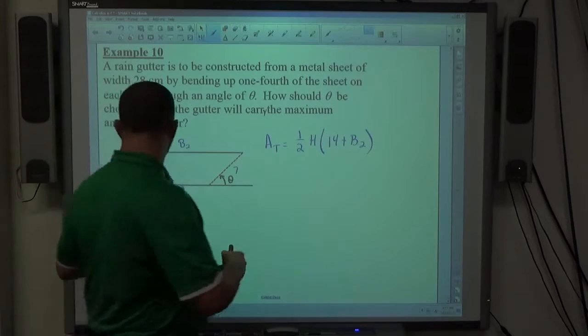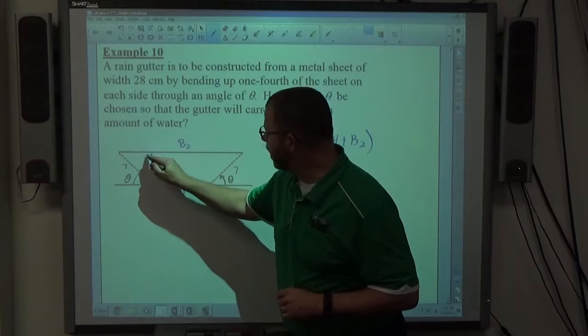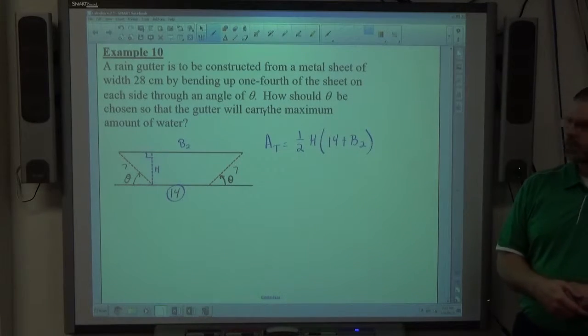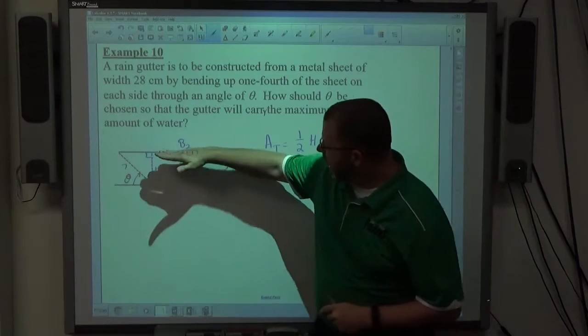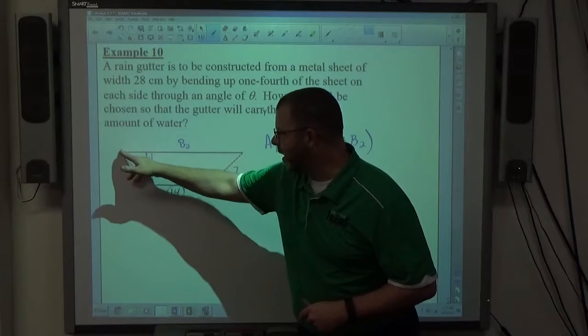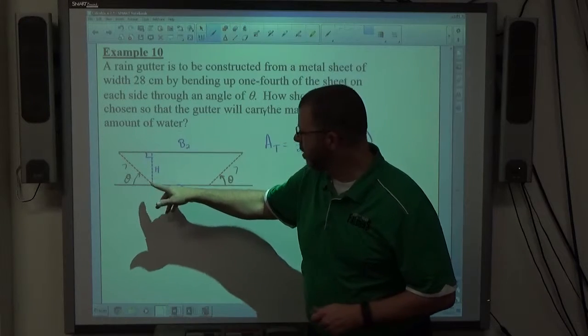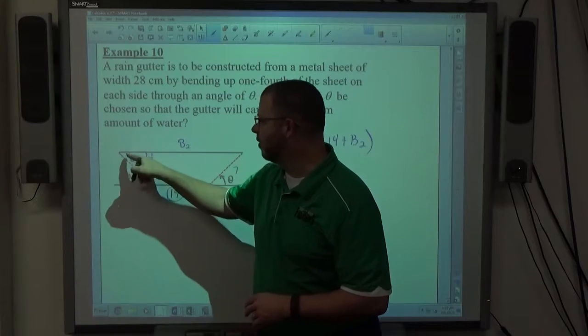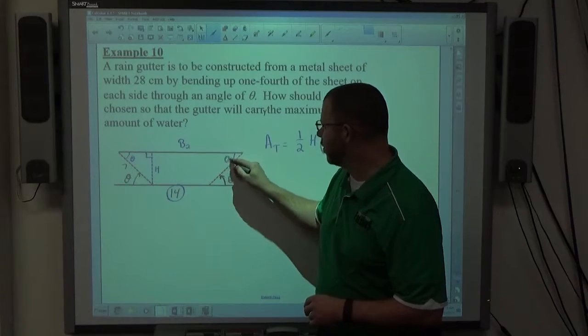What I want to focus on, if you look at this height that I've drawn in, it creates a right angle there, right? In addition, the top base and the bottom base are parallel to each other, which makes this red line a transversal to parallel lines. So this acute angle should equal this acute angle. So theta also lives up in that corner, and it also lives over in this corner.